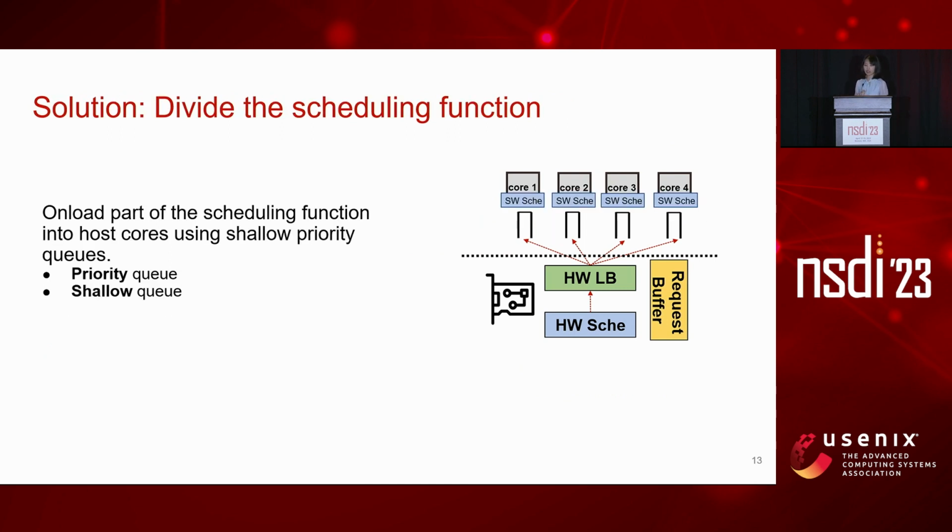So therefore, in Ringleader, we offload part of the scheduling function into the host. That is, each worker core has a very shallow priority queue, and each core uses this priority queue to locally schedule requests preemptively to avoid head-of-line blocking. We keep this queue shallow as we want to keep as much of the scheduling function in the NIC hardware.